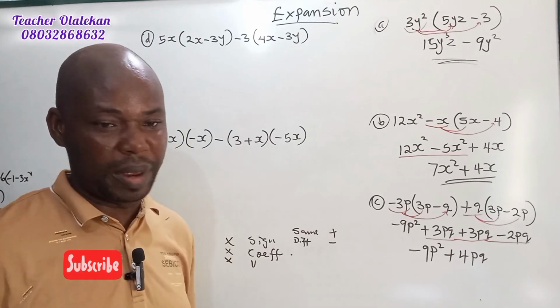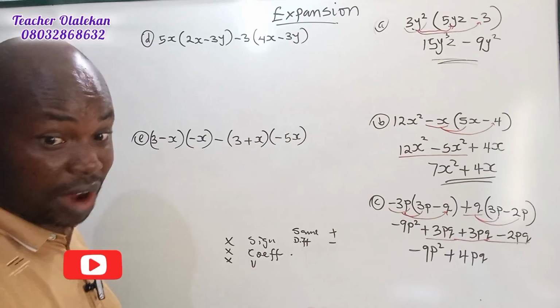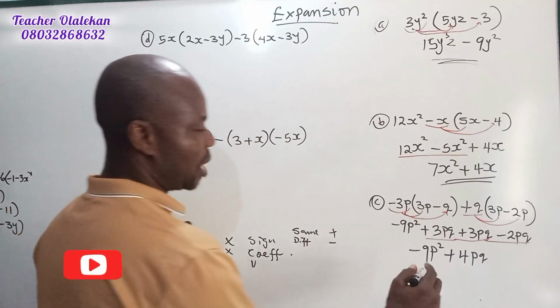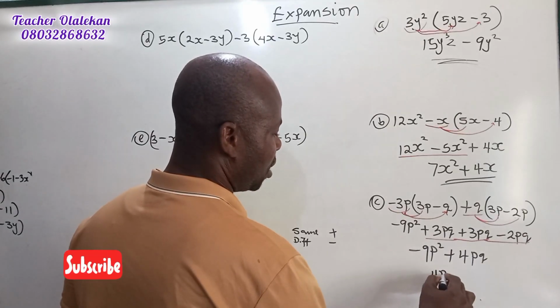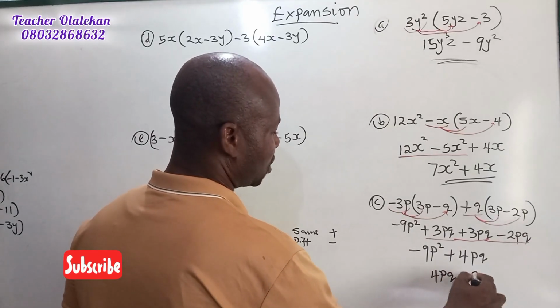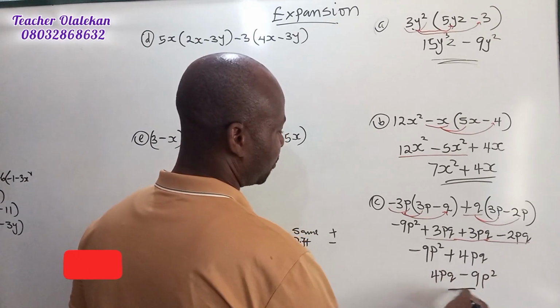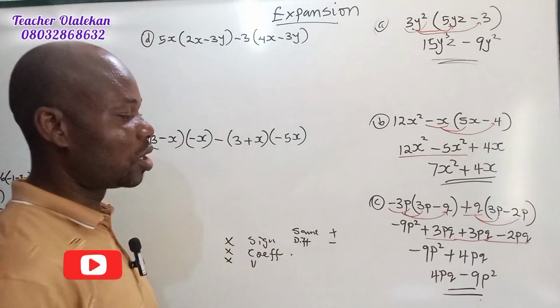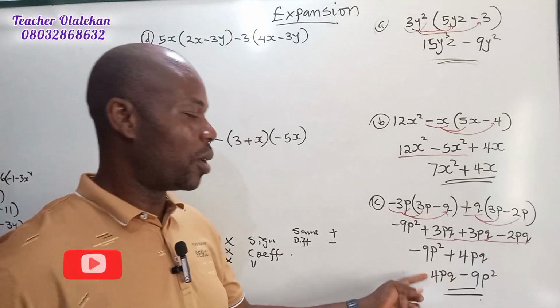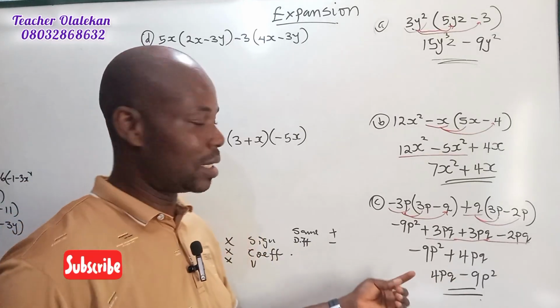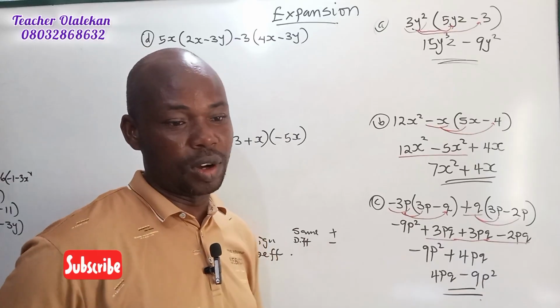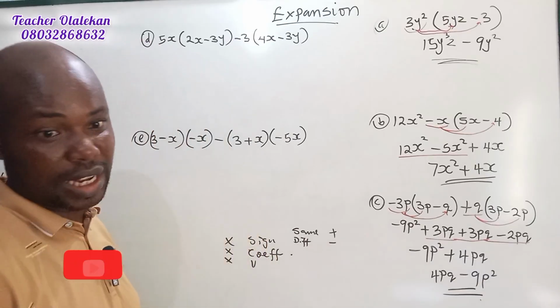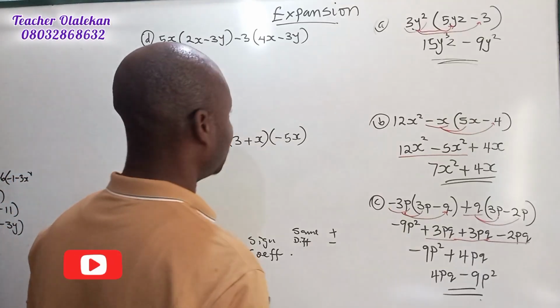In some cultures, you won't be penalized for not rearranging because it's still the same thing. So that becomes 4pq minus 9p squared. Do you understand? We just rearrange it to make the positive lead the equation, so that the negative will not lead the equation. Do you understand it now? So it's not a big deal at all.